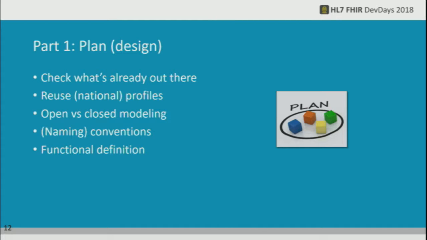So what you want to do when you want to start with profiling, you want to check what's already out there. So you don't want to reinvent the wheel. You want to reuse national profiles. You want to find a profiling strategy about how close or how badly you want to constrain all the resources. You want to think about naming conventions of your profiles. And you want to see how to get people back to your functional definition, because obviously you don't start with FHIR, you have some logical models or whatever, or functional definition actually, which you have implemented, and how to capture that inside of your profiles.